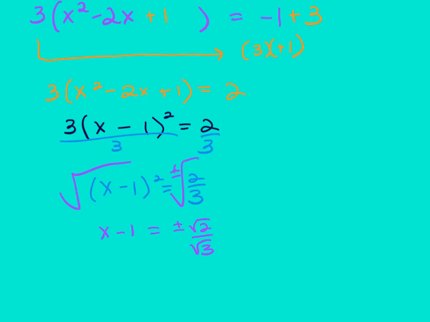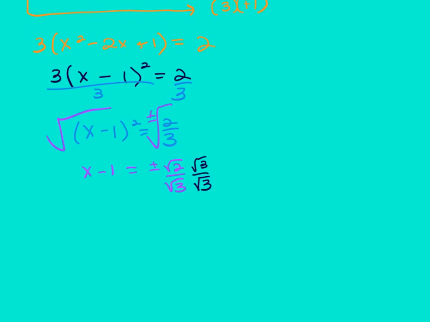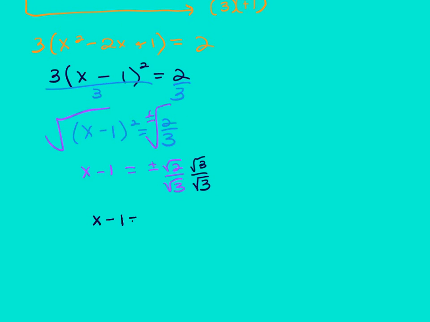Now the root 3 can't stay there, so I rationalize by multiplying the top and the bottom by root 3. X minus 1 equals plus and minus root 6 over 3, and then add that 1. So 1 minus root 6 over 3, 1 plus root 6 over 3.